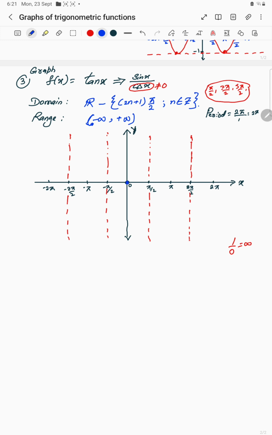Yeah, at pi by 2 we are not sure, and the values between 0 and pi by 2 can be drawn like this. It will be much closer, closer, but will not touch this dotted line, right? Let me draw it more accurately. Yes, very good.